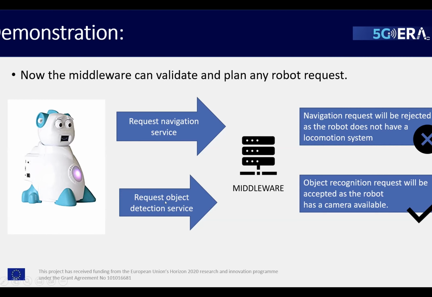As another example, if the robot requests object detection, the middleware will say, okay, the robot actually has a camera in the right eye. I can see there is a ROS topic over there. So I will actually deploy this network application for the robot. And this is the kind of validation and planning we are able to do when the robot is onboarded. So we take all the semantic information, all the ROS information, and we can do very fancy planning.